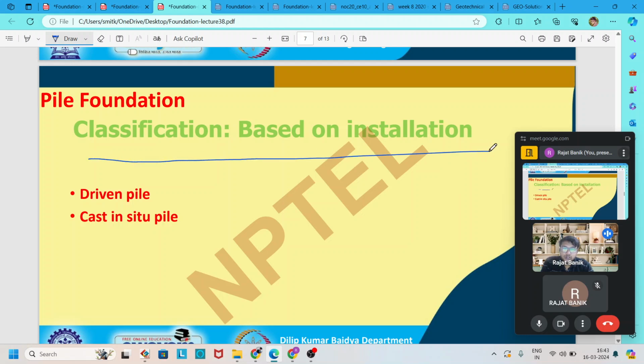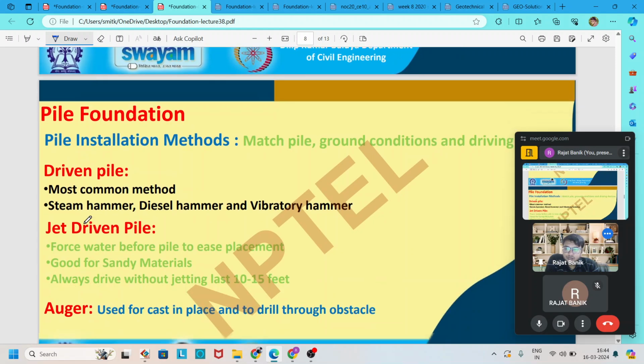Then classification based on installation. So there is driven pile and cast in situ pile. Driven pile, by driving in the pile, we can install the pile. So this is called driven pile. Cast in situ means we bore a hole and then place casing in it and pour the concrete material, steel material in it, and by this we construct the pile. So this is called cast in situ pile.